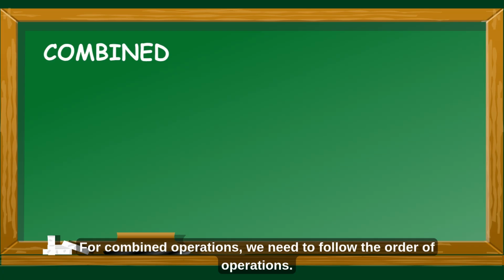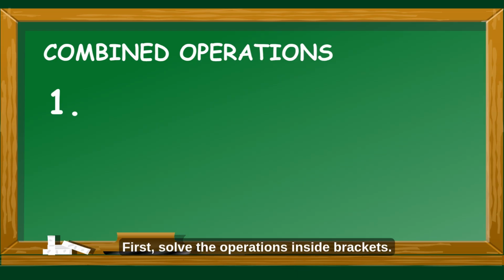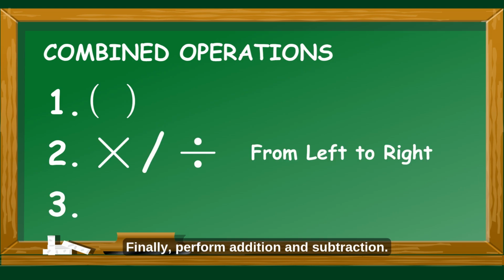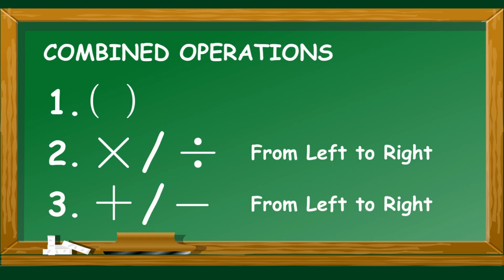For combined operations, we need to follow the order of operations. First, solve the operations inside brackets. Second, perform multiplication and division. Finally, perform addition and subtraction.